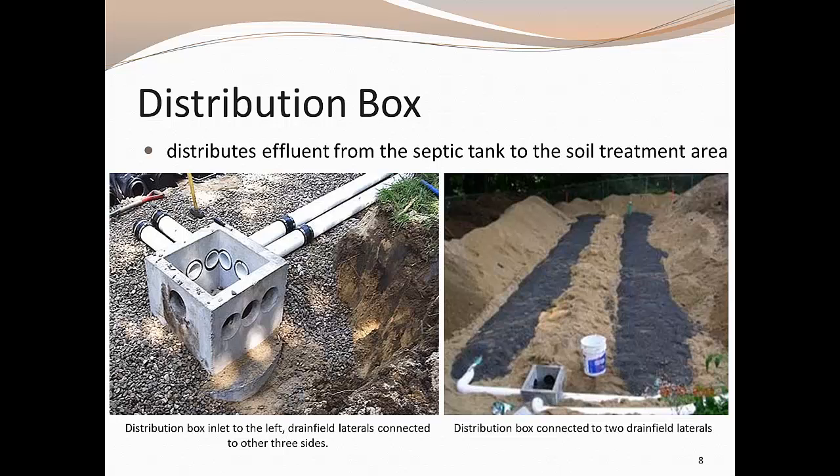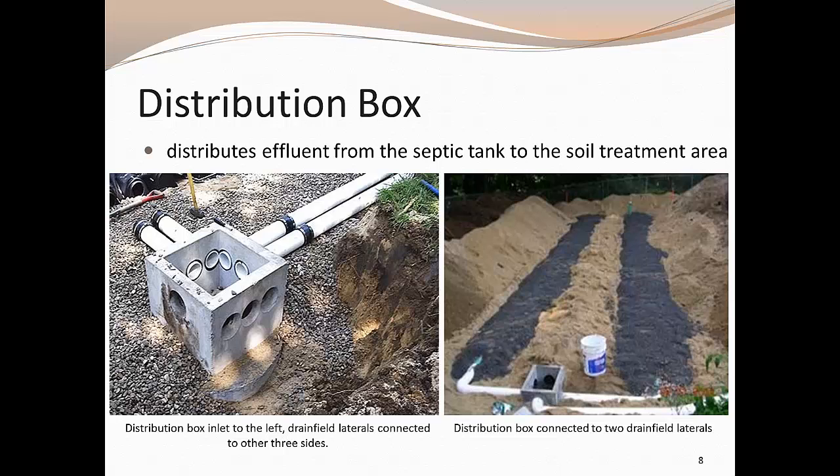The distribution box receives the septic tank effluent and distributes it evenly to pipes buried in the soil treatment area. These pipes are typically called laterals. The effluent exits the laterals and slowly infiltrates into the surrounding soil. The soil in and below the soil treatment area physically filters the effluent, and naturally occurring soil bacteria further treats it. The photo on the left illustrates the distribution box.